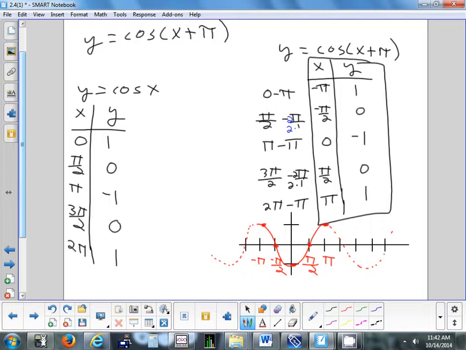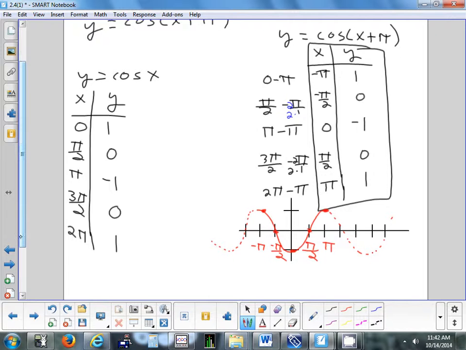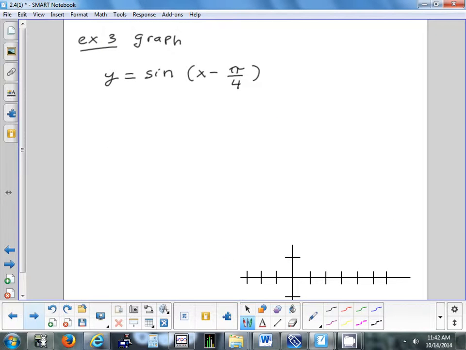All right, so we did a shift by pi, which is 180. The first problem we did was a shift by pi over 2. That was a smaller shift. It was only 90. And then for our last shift, this one's even smaller. We're only shifting by 45 degrees. Or in radians, pi over 4.